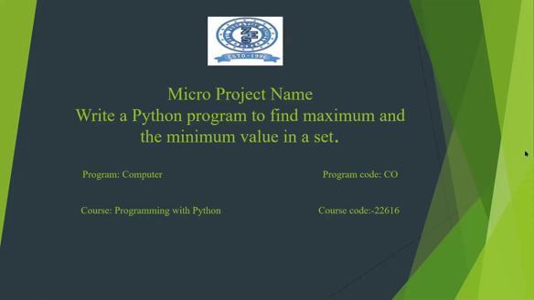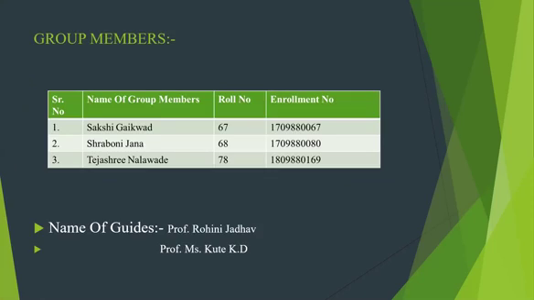Hello, I'm Sakshi Gaikwad from third year of Computer Diploma in Zeal Education Society. Our project name is: Write a Python program to find maximum and minimum value in a set. Our group members' names are Sakshi Gaikwad, Shobhani Jana, and Tejaswi Nalawade. Our guide names are Jadhav ma'am and Kute ma'am.